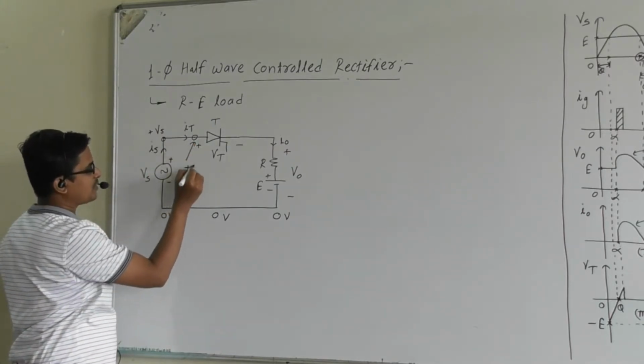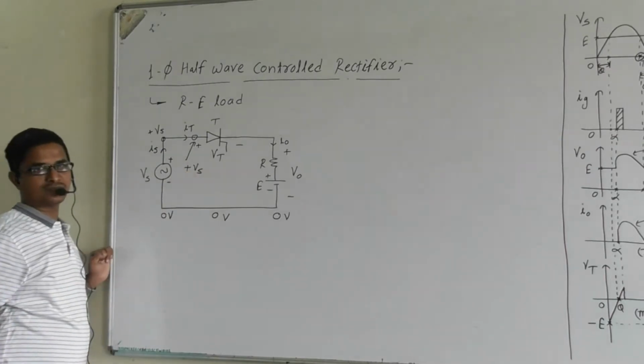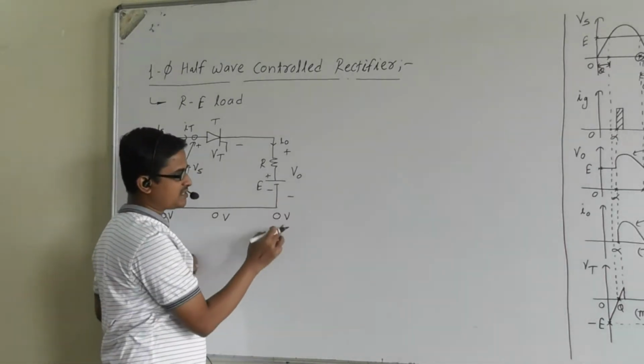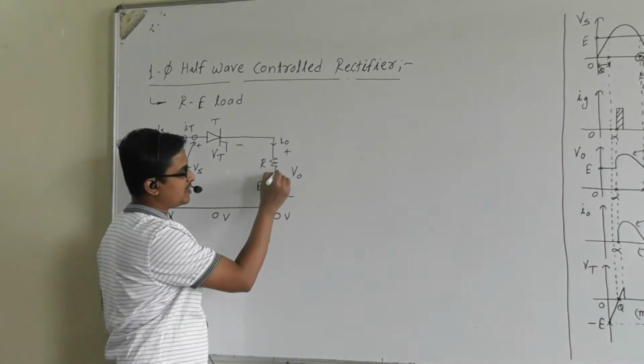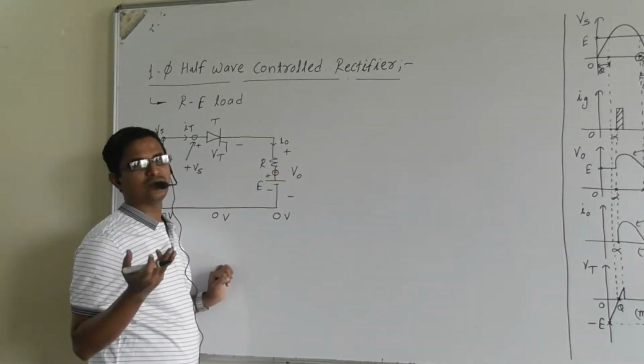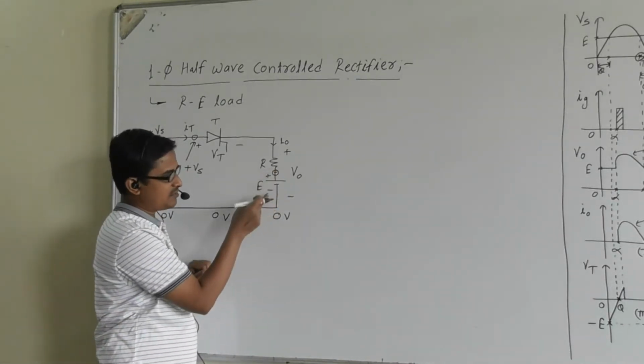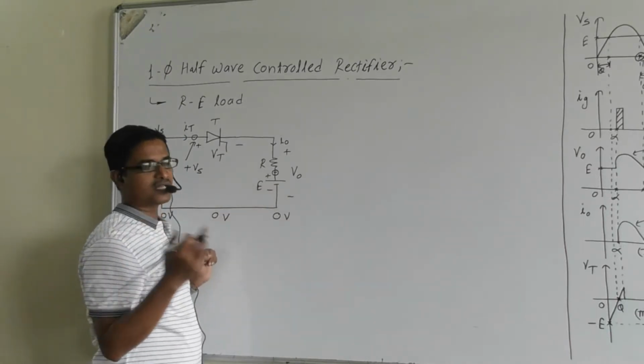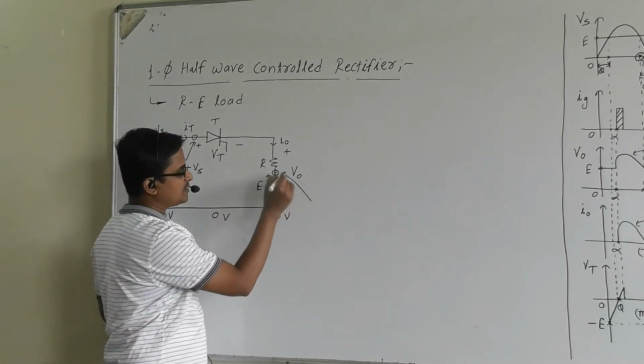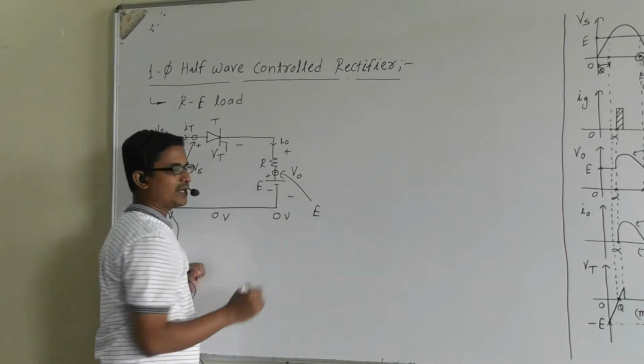So can we say that the potential here is plus VS? Again, the negative plate potential is 0 volt, so what about the potential at the positive plate? It is E volt, because positive plate potential minus negative plate potential is equal to E. So here the potential is E volt. Are you getting the point?